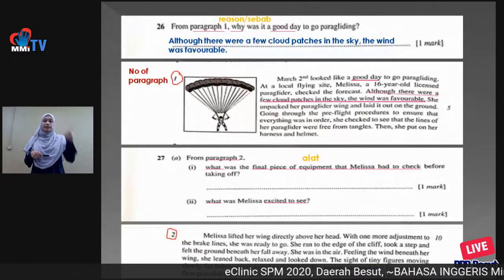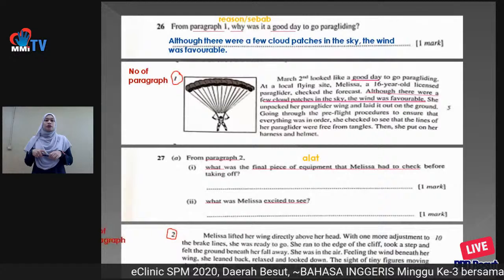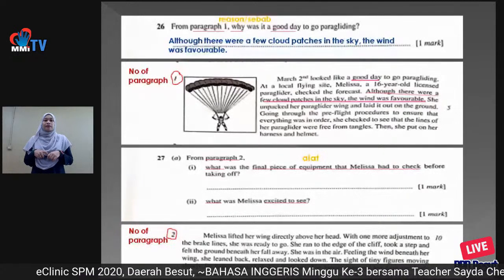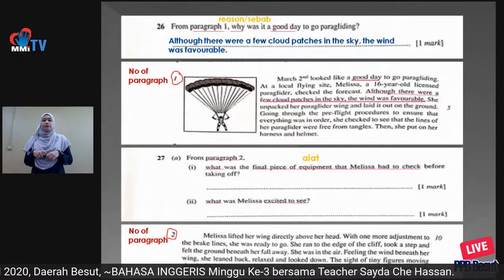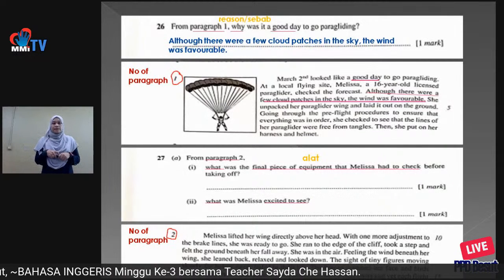Okay, I already circled the word "to" because that shows you the number of the paragraph. So the answer will be here. Okay, let's read the text.